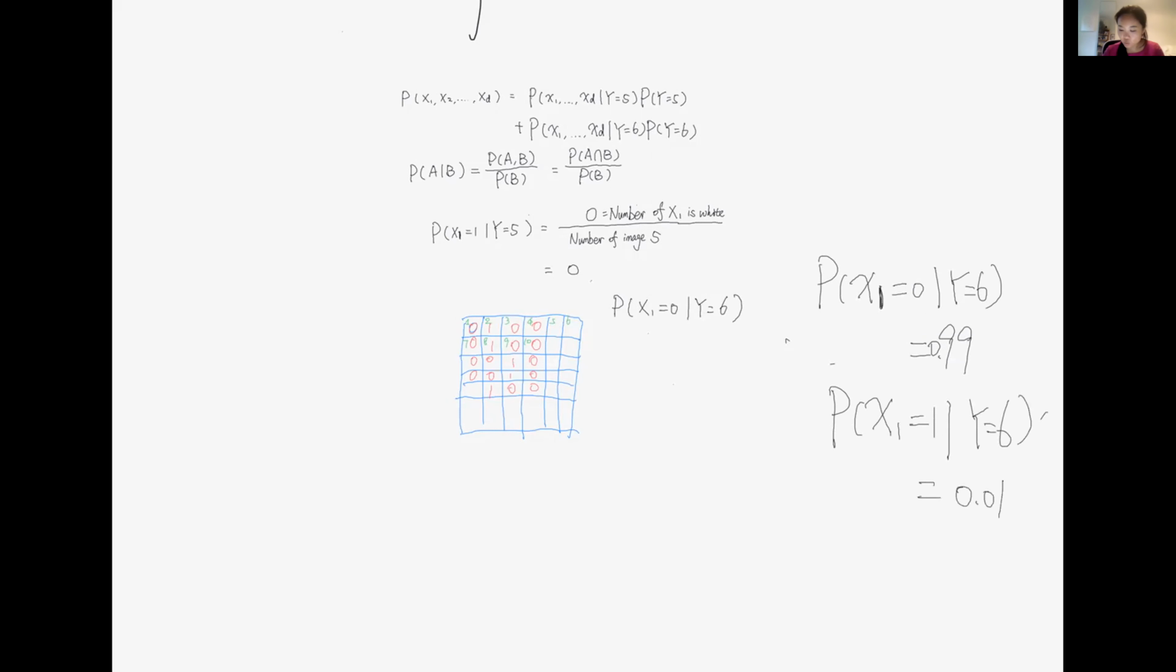And in our case, our new data, this is a fresh new data. And the first pixel is actually 0. So the probability is 0.99. Let's say they are all the same value to make our calculation much easier. The second one, the chance of being 1 is 0.01. And then the third one is 0, it's 0.99.